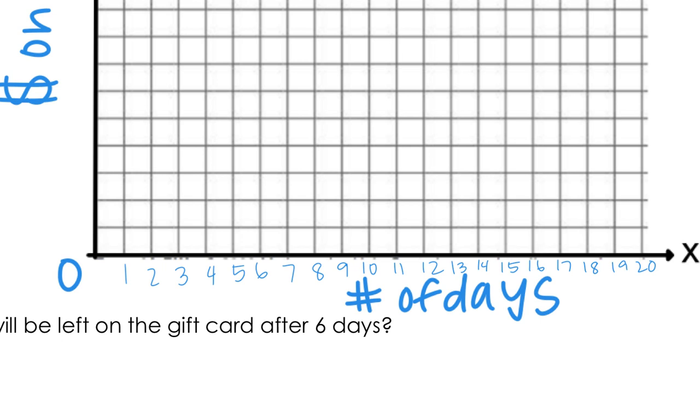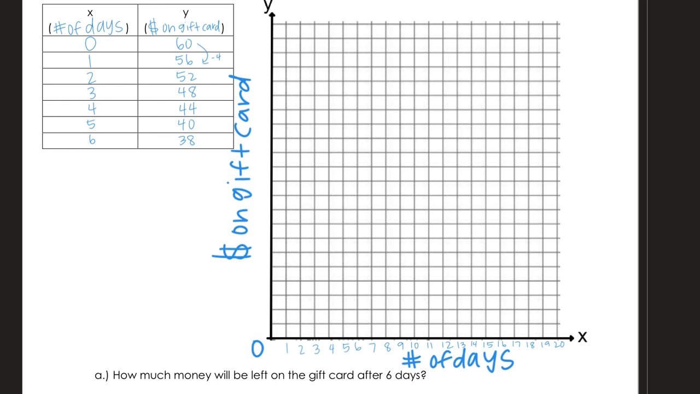All right, now that we have that labeled, we are going to label the Y-axis. So let's look at our Y-axis, and we need to get all the way to 60 at least, because that was what we started our gift card with. Now, if I count by 1s, I'm not going to get all the way to 60. So I probably need to count by something other than 1. Now, what would be really nice, since we were subtracting 4 every time, let's count by 4s. That would make it way easy when we graph our points. So let's count by 4.